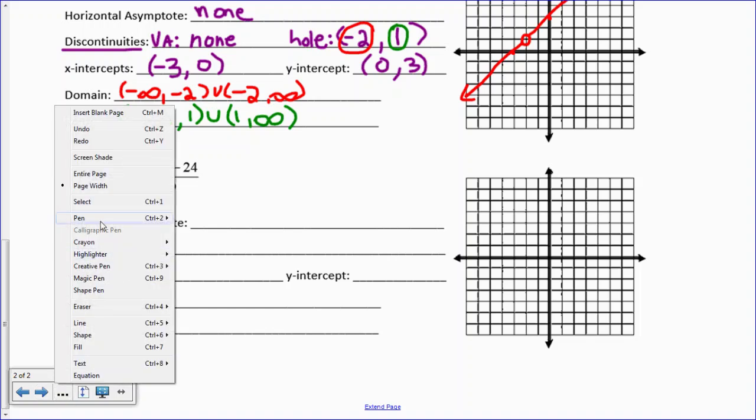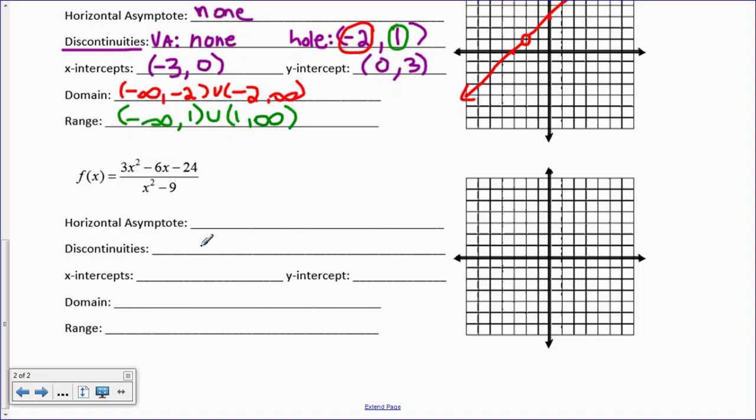All right, our last one here, ironically, is the most complicated one, but once we get past that, we will be finished with these examples. So phase 1, I just need to look at the degrees, and they are both the same. All right, the highest power for both is a 2. So if they're the same, you're going to use the coefficients. This one's a 3, that one's a 1, so 3 divided by 1 is a 3. So our horizontal asymptote is y equals 3.